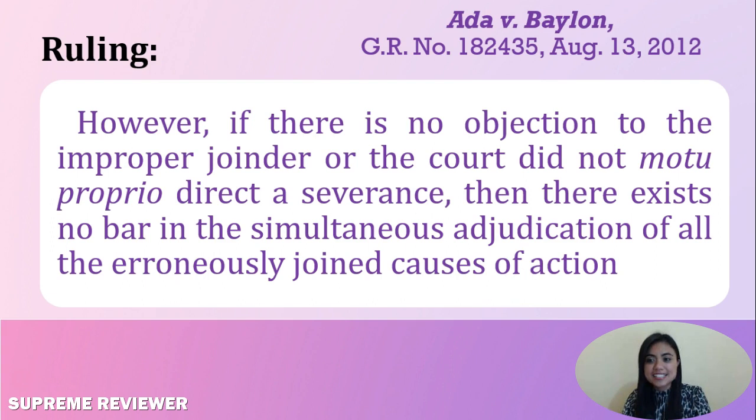It should be emphasized that the foregoing rule only applies if the court trying the case has jurisdiction over all of the causes of action therein, notwithstanding the misjoinder of the same. If the court trying the case has no jurisdiction over a misjoined cause of action, then such misjoined cause of action has to be severed from the other causes of action, and if not so severed, any adjudication rendered by the court with respect to the same would be a nullity because it was done without jurisdiction.